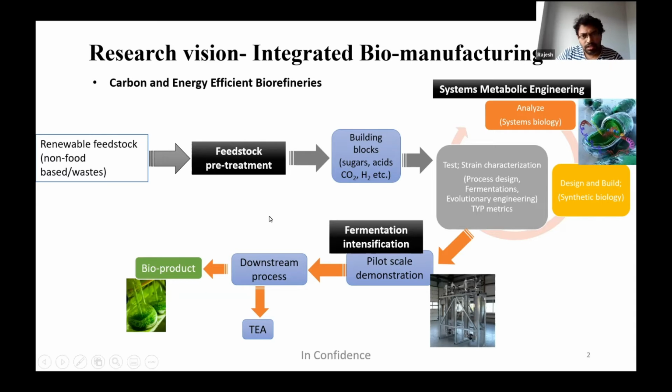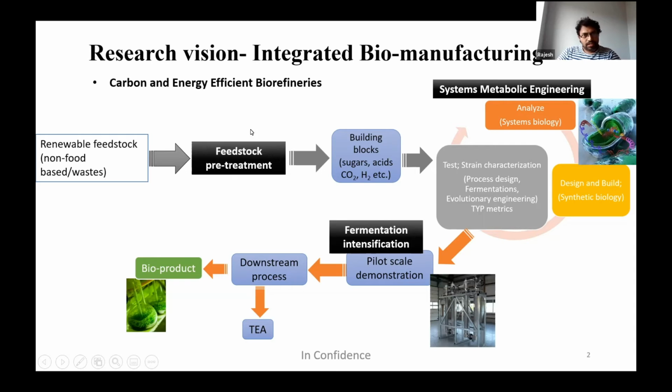My vision is mainly to work in a very integrated manner to create these sustainable platforms to produce energy rich compounds, like chemicals, fuels, even low value, high volume chemicals or fuels, or even producing high value, low volume pharma products, for example.